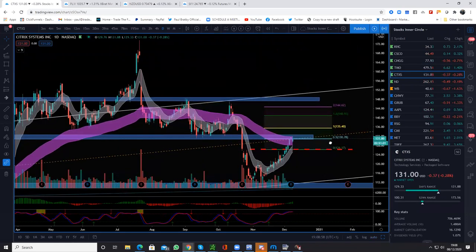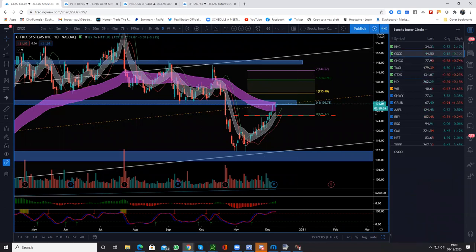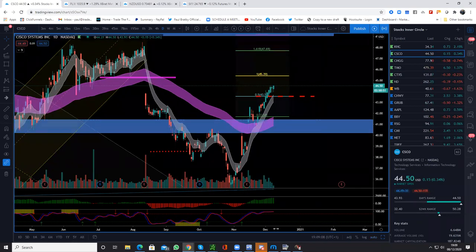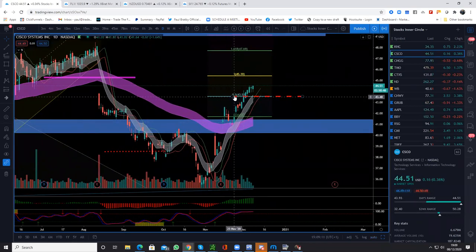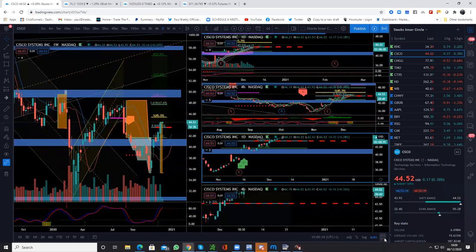CTXS, I'm in on this one, and coming up to resistance, but I'm risk-free. Cisco, this is doing well. I got 50% profit times risk already locked in here. This is my trailing stop, and it's just about to punch some new highs on this move. But again, this was an xBratAlgo signal.